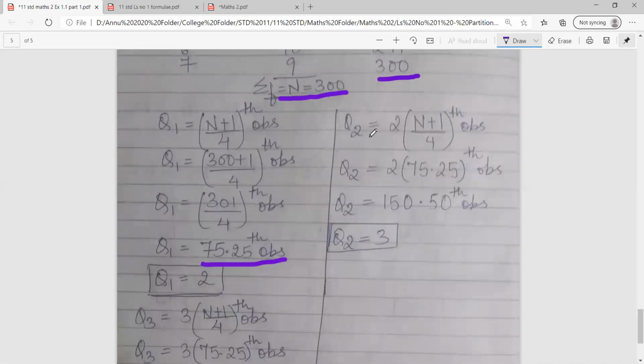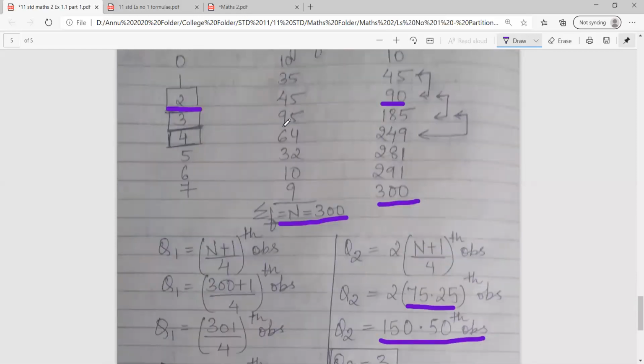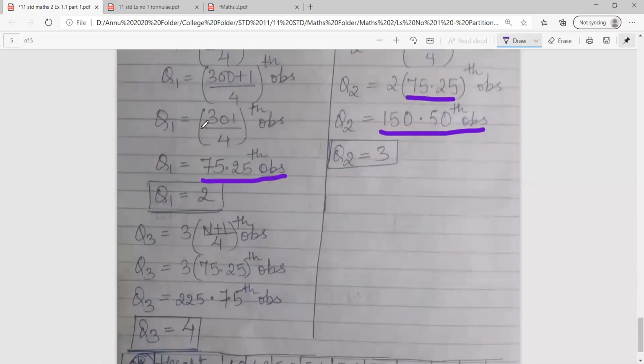In a similar manner, you'll calculate Q2, 2 into (N plus 1) upon 4th observation. Now this you have already calculated, that is, we got it as 75.25. So I've substituted directly over here. On multiplying, I get the 150.50th observation, which lies between 90 and 185. Again, 185 is closest to 150.50. So in front of 185 in the column X, we get the value 3. So I can say Q2 is nothing but 3. In a similar manner, class, you can see I've calculated Q3, 3 into (N plus 1) upon 4th observation. And in the same manner, I get the value to be 4.